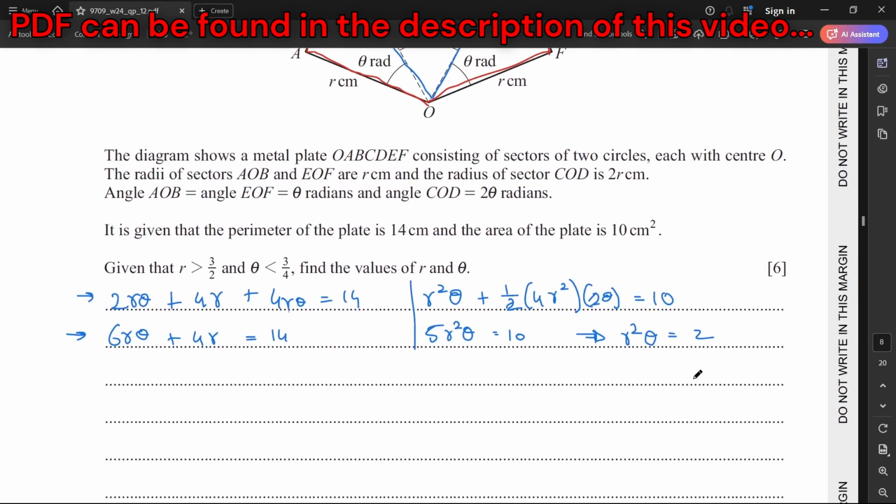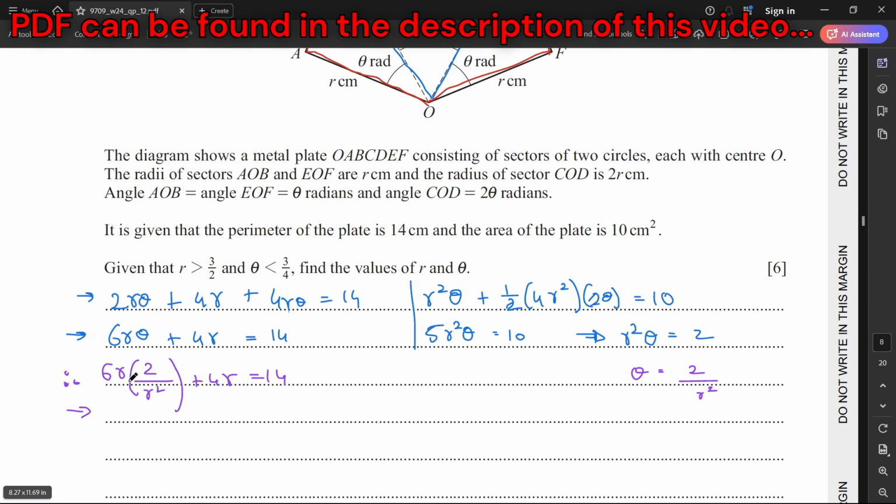Now we are having two equations, one for this and one for this. Now what I can do is, I can simply state that my theta over here will be equal to 2 over r square. I can now substitute this theta in this equation so that we get 6r into 2 by r square plus 4r is equal to 14.